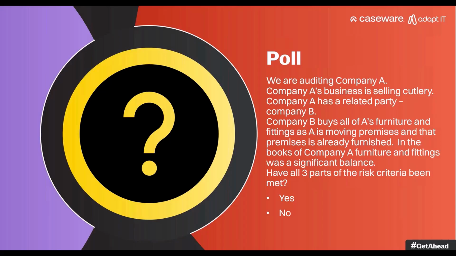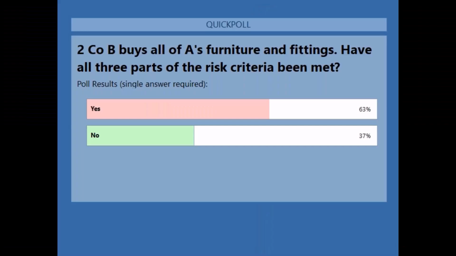The question is, have all three parts of the risk criteria been met? Yes or no? All right, so what we see here is that 63% of you say yes, this meets the criteria for recording the significant risk. 37% of you say no. So it looks like the majority of you are saying yes, it is.